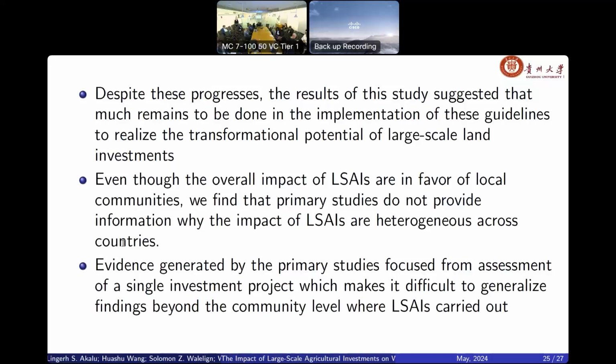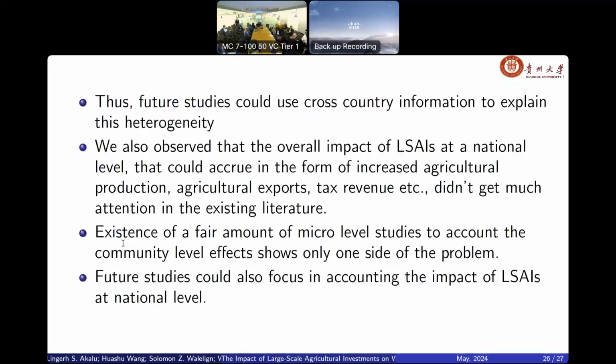So the evidence generated by the primary studies focuses on assessment of single investment projects, which makes it very difficult to generalize findings beyond the community level where such investments are carried out. Thus, further studies could use cross-country information to explain the heterogeneity between countries. We also observed that the overall impact of such investments at national level, that could accrue either through the exports or through the increased revenue or production, is not accounted for so far. So other studies also could consider this.